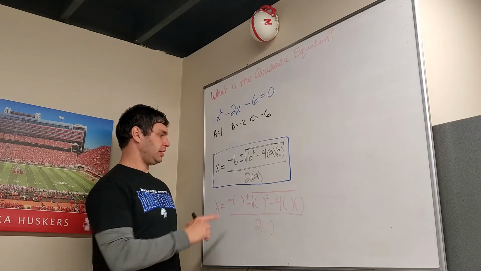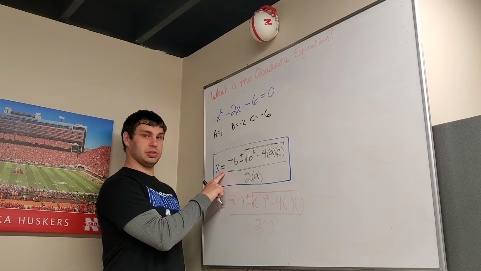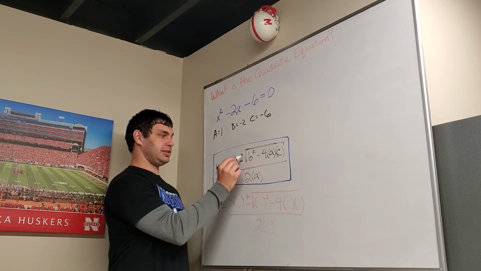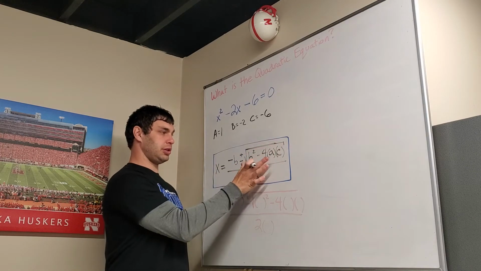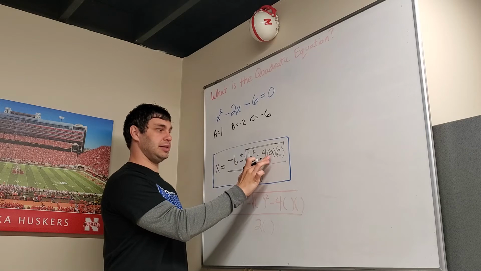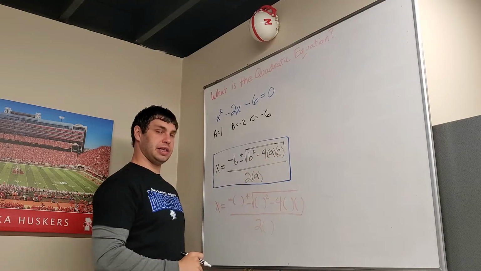The quadratic equation is x equals -b. This sign is called plus or minus. That's going to be plus or minus the square root, this whole square root of b squared minus 4 times the a times the c, all divided by 2a.